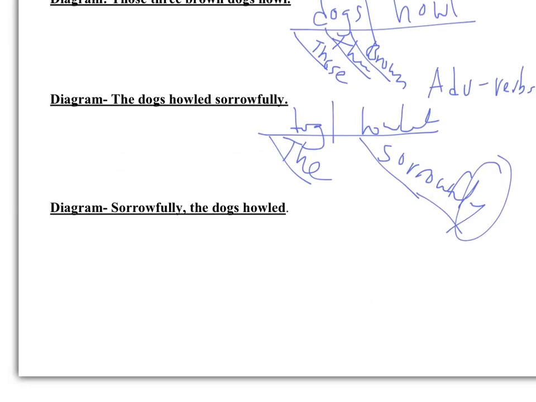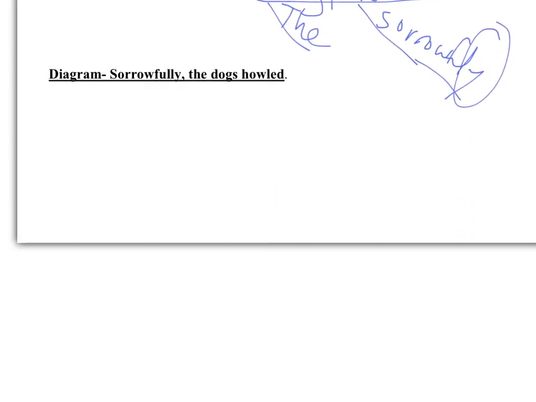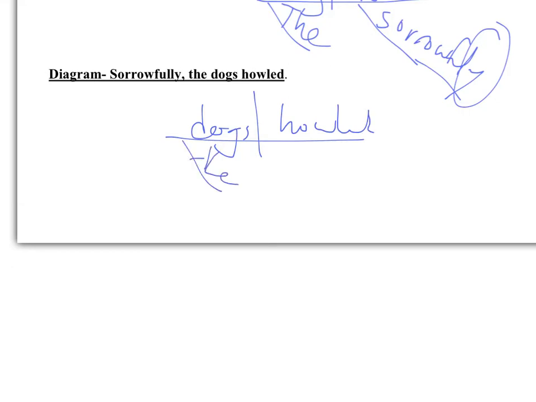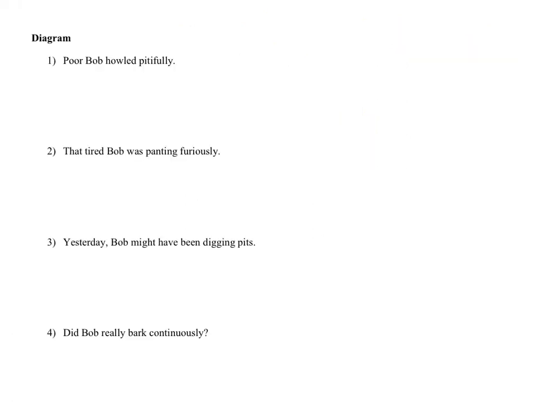Let's look at the next sentence. Sorrowfully the dogs howled. Now this time sorrowfully is at the beginning of the sentence, so it still functions the same way. It's describing how the dogs howled. So sorrowfully goes under the verb. Even though it's at the beginning of the sentence, it's still an adverb. Let's look at these practice sentences.